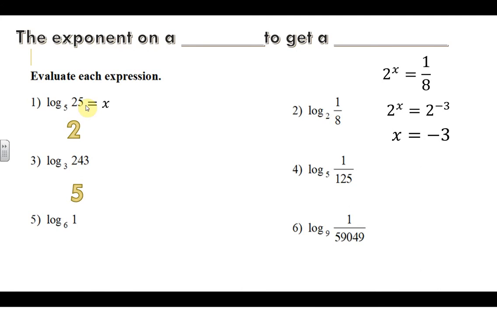Thinking your way through it is my go-to. Sometimes you might need your calculator. 3 to the what power is 243? 5. Log base 5 of 1 over 125 is going to be -3. Again, the exponent on a 5 to get 1 over 125.